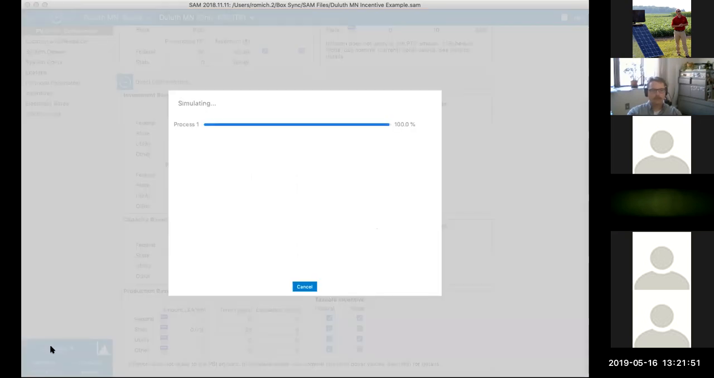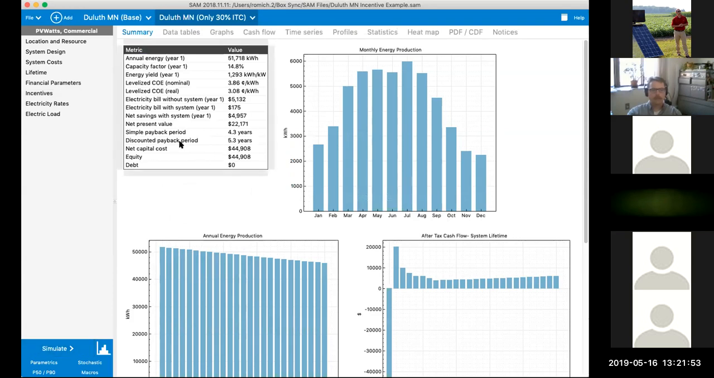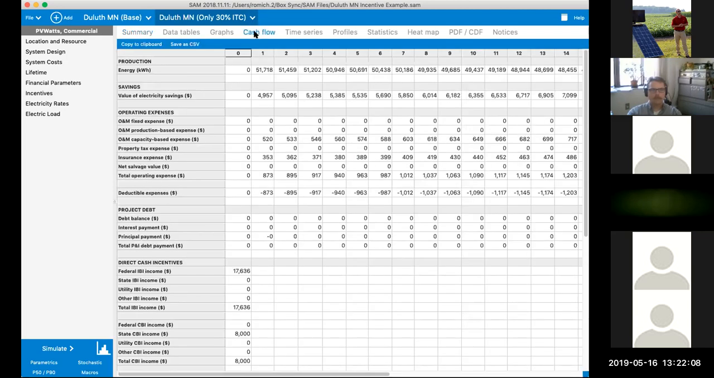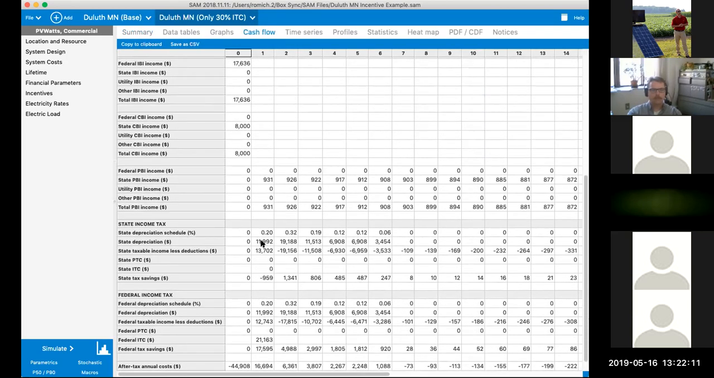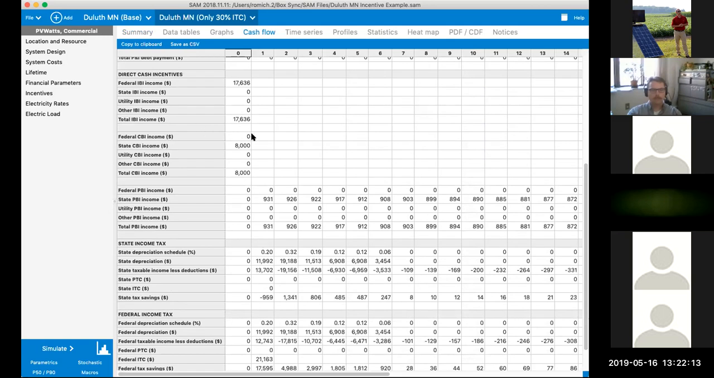And then if we simulate that, you can see with all of those incentives, this looks like a nice project. We have a positive net present value of 22,000, a 5.3-year discounted payback period. But what I wanted to show you, because we'll get into a lot of this in week 6, is just how you can link back to the cash flow tables and see those incentives pop up. So here is our federal investment-based incentive. This is our 25% REAP grant that's showing up here.